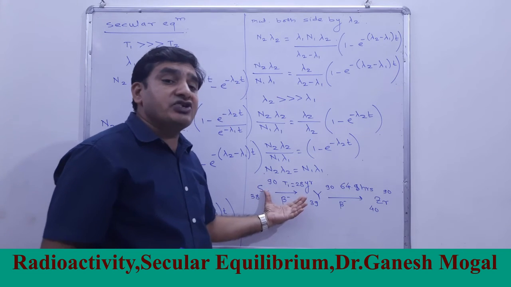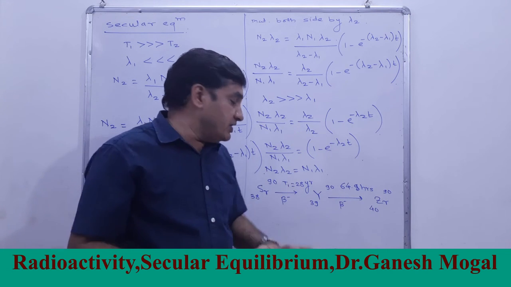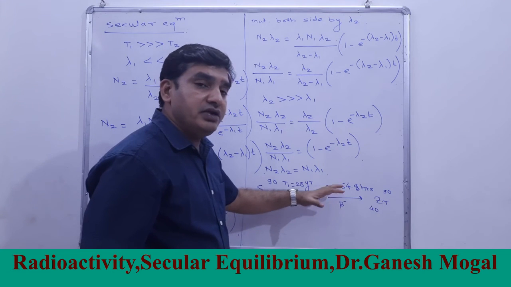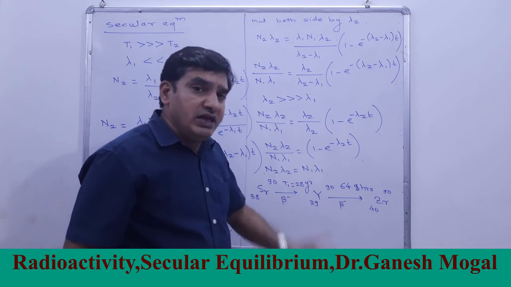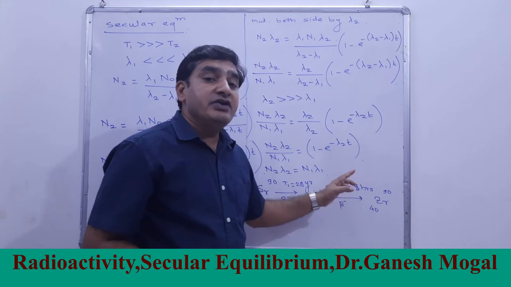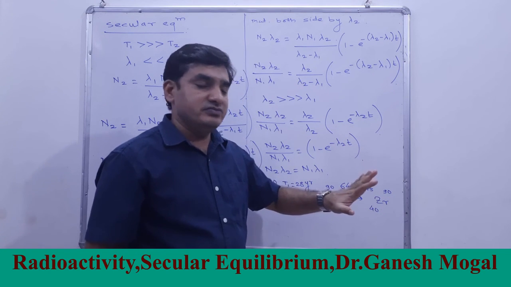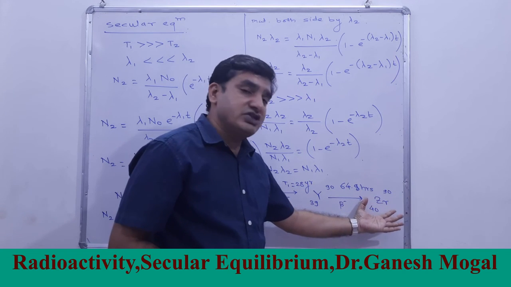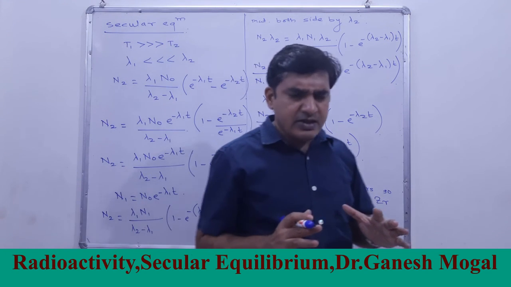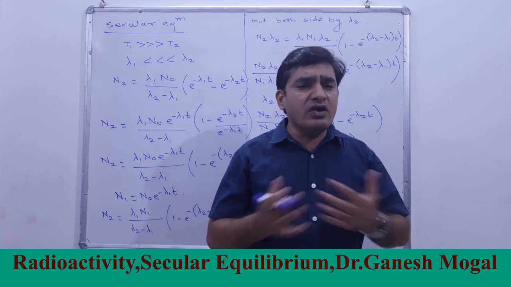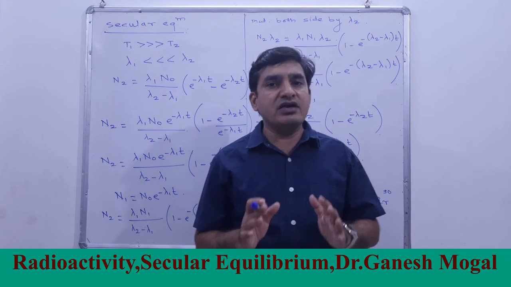The parent lives an extremely longer time than the daughter. It is about 28 years. After 28 years, it is converted into Y 90, that is yttrium 90. But only in 64.8 hours, this Y 90 is converted into zirconium 90, which is a stable end product. From this we can say that the parent lives an extremely longer time than the daughter, and such a type of equilibrium is known as secular equilibrium.